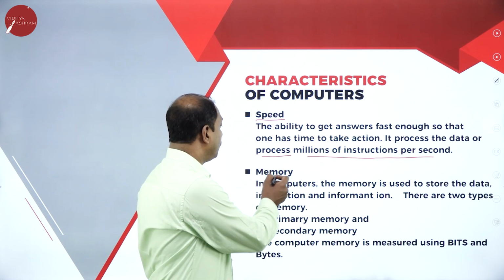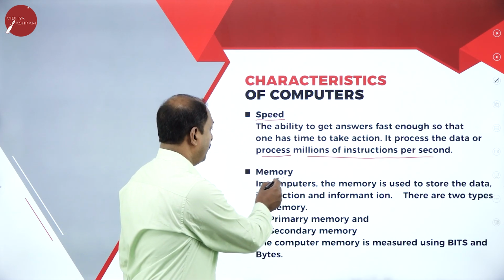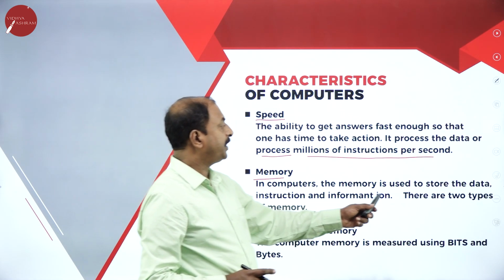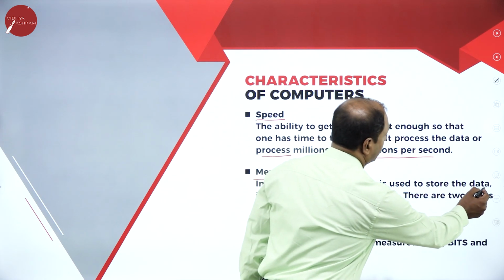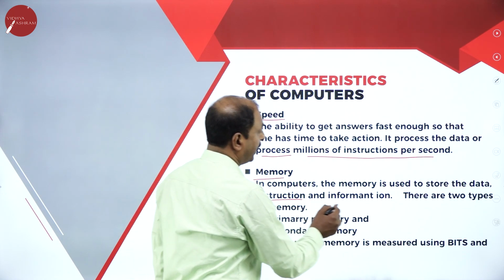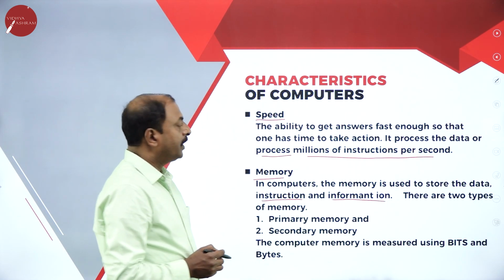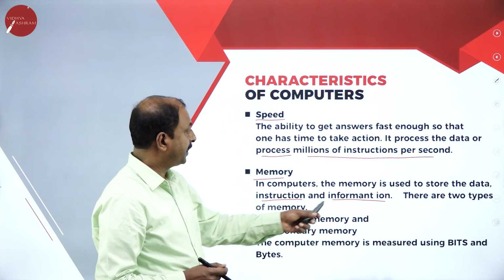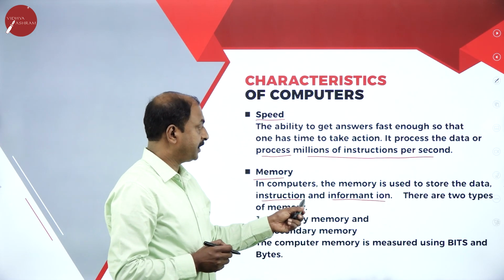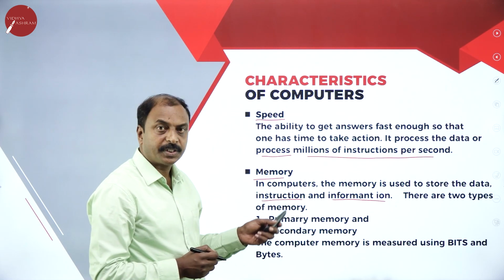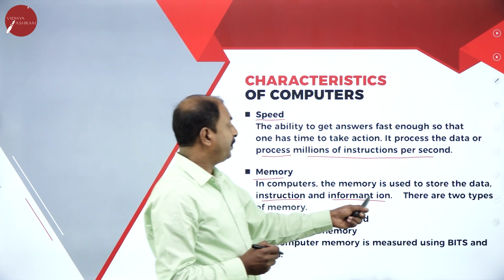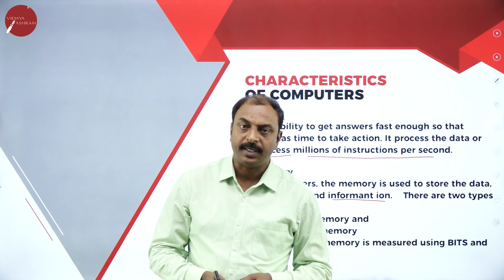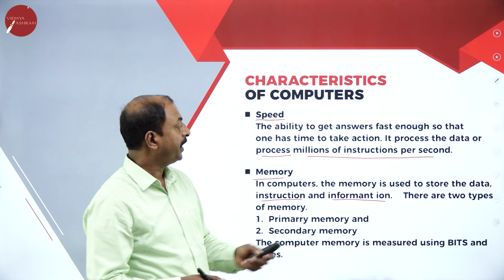The second characteristic is memory. What is computer memory? In computers, the memory is used to store data, instructions and even information. What is the purpose of computer memory? Computer memory is used to store data, instructions, nothing but programs or sets of instructions for processing, and information. Information is nothing but your result. After data processing, we get a result, and that is nothing but information.